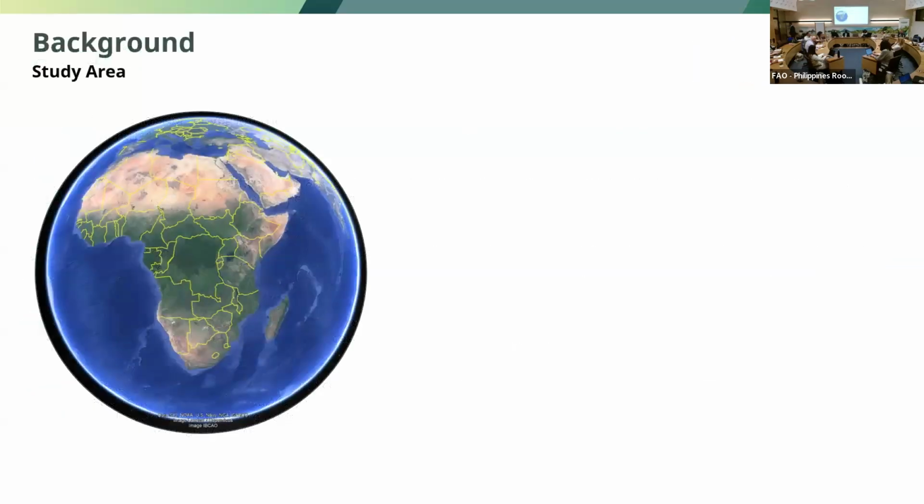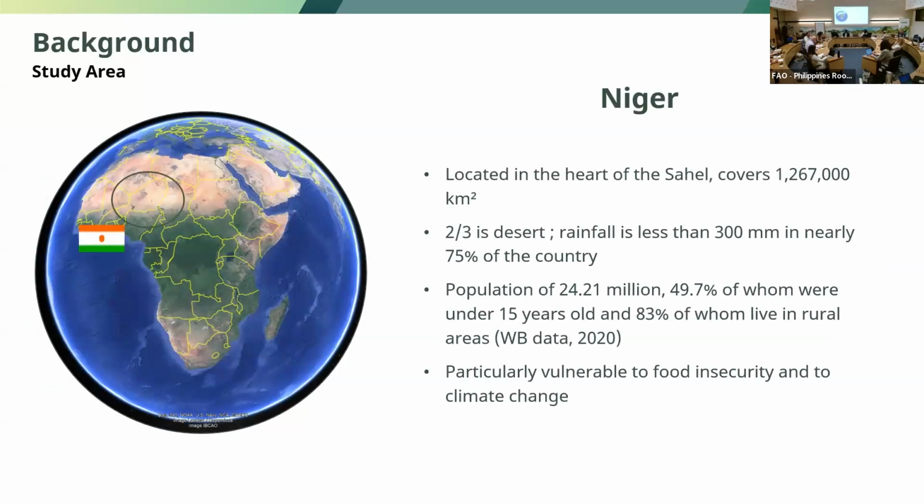I will begin by providing a little bit of context on the study region, although it may already be familiar to a lot of us. The study took place in Niger, which sits at the heart of the Sahel region. We know the Sahel region as a semi-arid belt stretching across West Africa that is among the most climatically exposed regions on Earth. Two-thirds of the country is a desert, and nearly 75% of the country receives less than 300 millimeters of rainfall annually. What rainfall does arrive is concentrated in a single short season between June and October, highly variable from year to year, and increasingly disrupted by climate change.